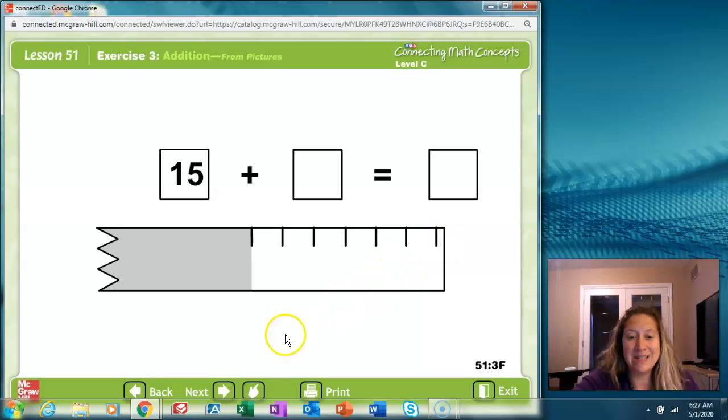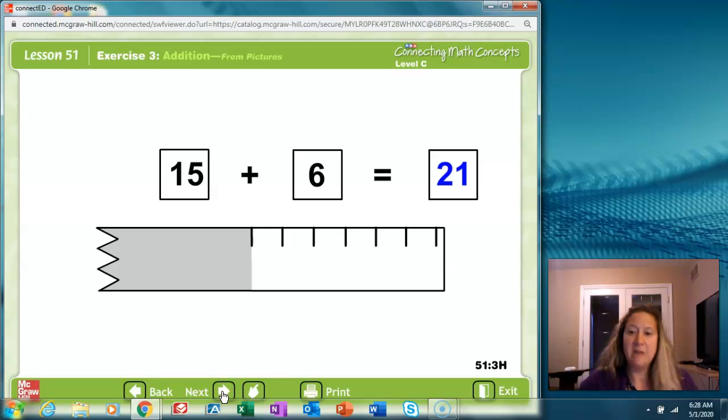Did you count 6 inches? Good. So now you start at 15. This line here is 15. And then you count on. So get 15 going. 15, 16, 17, 18, 19, 20, 21. 15 plus 6 equals 21.